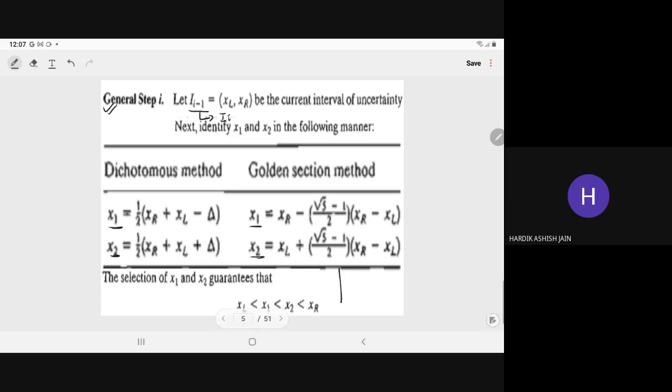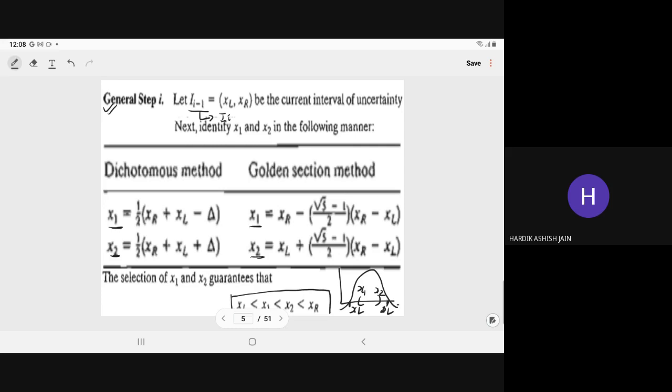Let's say this is the graph. So initially let's say this is xl and this is xr. After that we compute the next, narrower interval than the previous one. So the left point will be x1 and the right point is x2. So here x1 and x2 lie between xl and xr using this formula, in the dichotomous method and the golden section method.